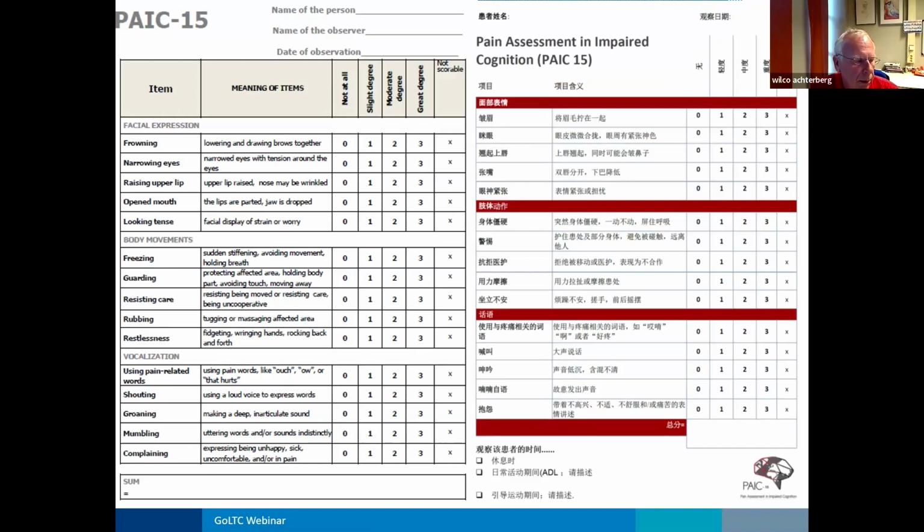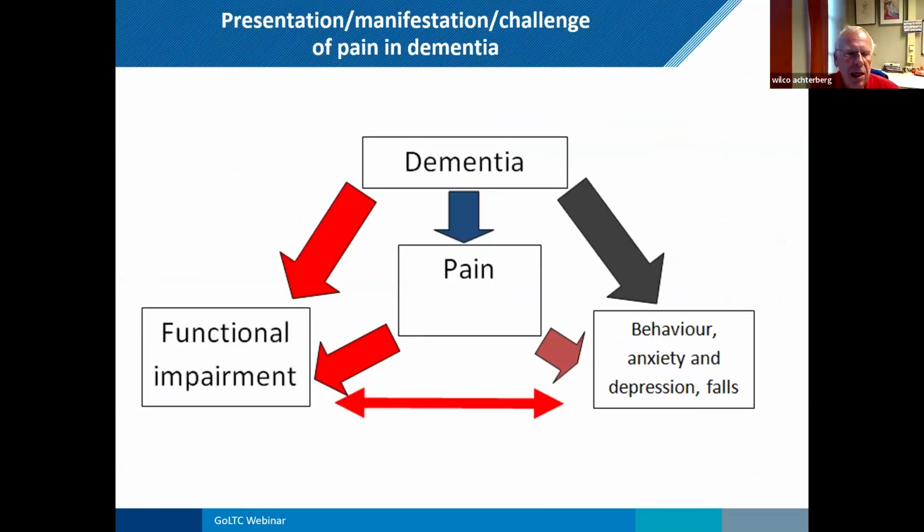And here is the PIKE 15 scale, which is in English, but it's also available in around 10 other languages, such as Chinese, as you can see here, but also, and Patrick is going to talk about that, in Brazilian Portuguese. So this really helps us, because why is it so important to have a good observational pain scale?